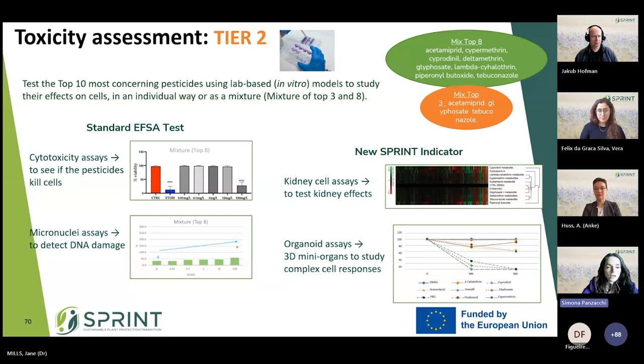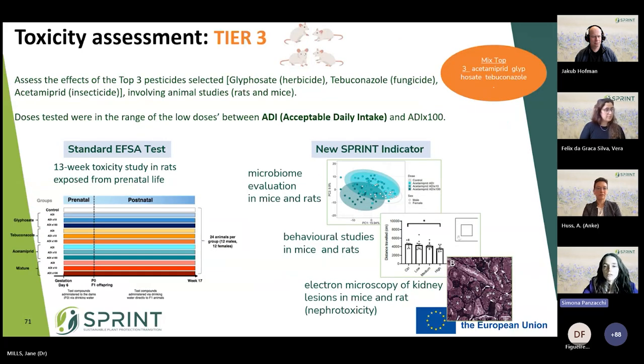In the next slide, there is the final step of the tiered approach. In tier 3, the final stage of this stepwise approach, the top 3 pesticides and a mixture of them were tested in different in vivo assays. The 3 compounds selected were representative of the 3 main categories of pesticides: the herbicide glyphosate, the fungicide tebuconazole, and the insecticide acetamiprid.